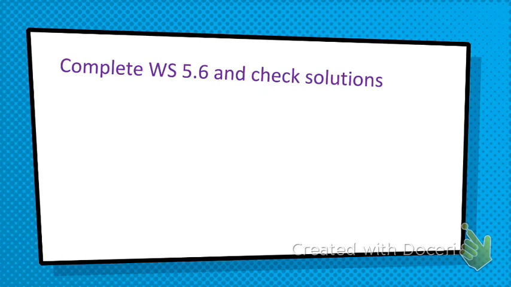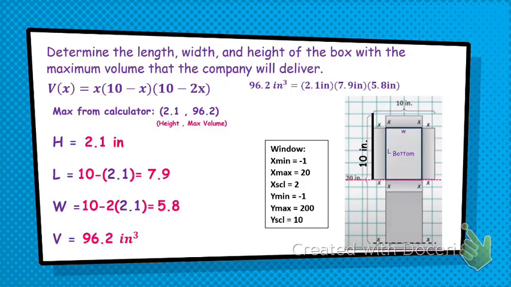All right, guys, so you have, I believe, one more assignment over this, worksheet 5.6. Make sure you check your solutions. And from what I understand, you do need to make sure you pay attention to the open box one. So definitely before this problem, the one where it was something minus 2x times something minus 2x times x, make sure you know how to do those.